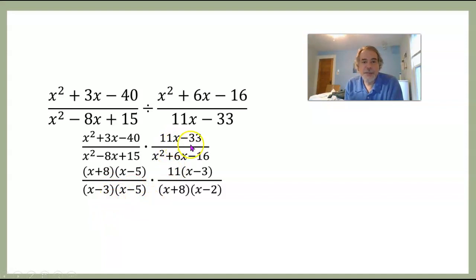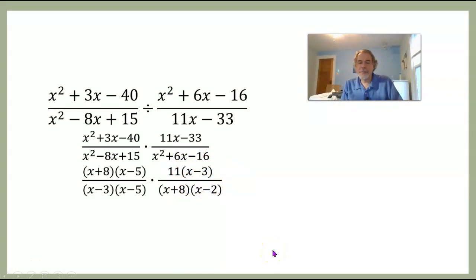When you factor 11x minus 33, you just pull out the 11 times x minus 3. And then x squared plus 6x minus 16 breaks up into x plus 8 times x minus 2. X times x for x squared. On the outside, we get minus 2x. On the inside, we get plus 8x, so there's plus 6x. And then last, plus 8 times minus 2 is minus 16.